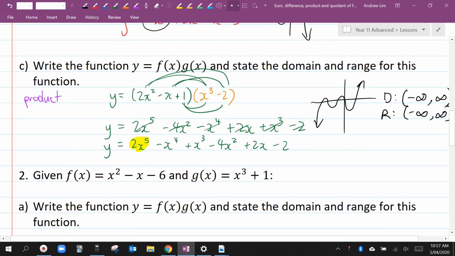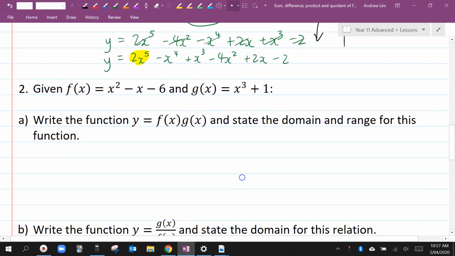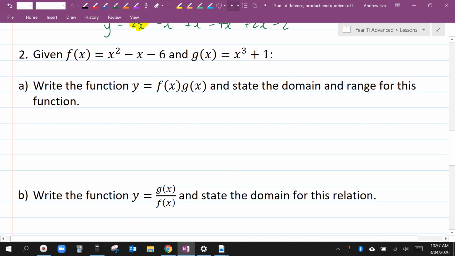Okay, let's have a look at another question. Given f of x is equal to x squared minus x minus 6 and g of x is equal to x cubed plus 1, write the function f of x multiplied by g of x and state the domain and range for this function. Okay, well, f of x is this, and we are going to multiply it by g of x, which is this.